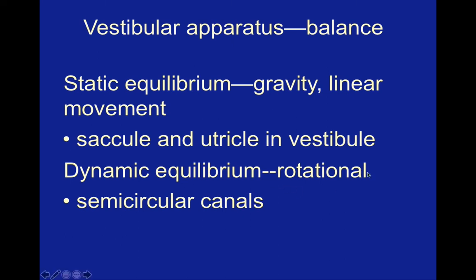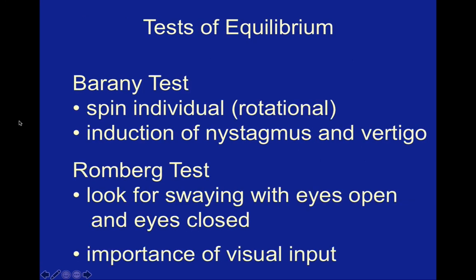So this is our rotational equilibrium, which would be an example of when we're on a roller coaster. When you're shaken up on a roller coaster, or perhaps are in a fast-moving plane, the fluid in the semicircular canals is going to be disturbed, and we're going to experience this equilibrium in many different dimensions. Now lastly, there are two different tests that we're going to use to assess equilibrium, and those are the Bárány test as well as the Romberg test.